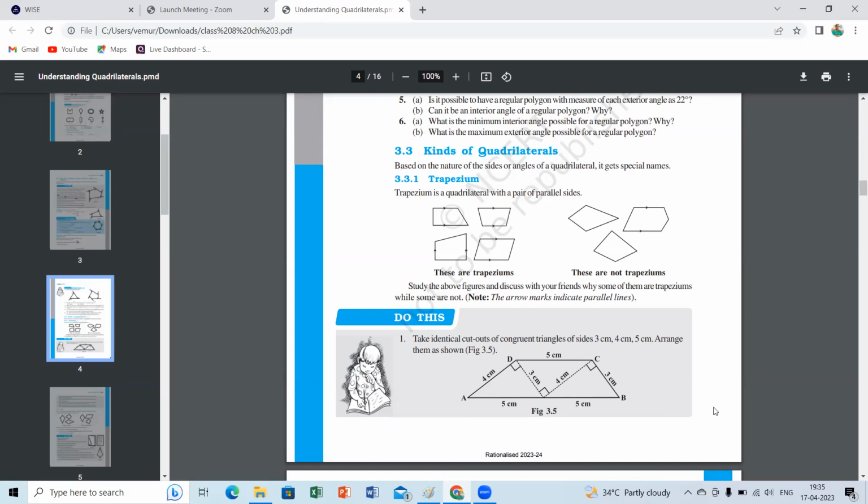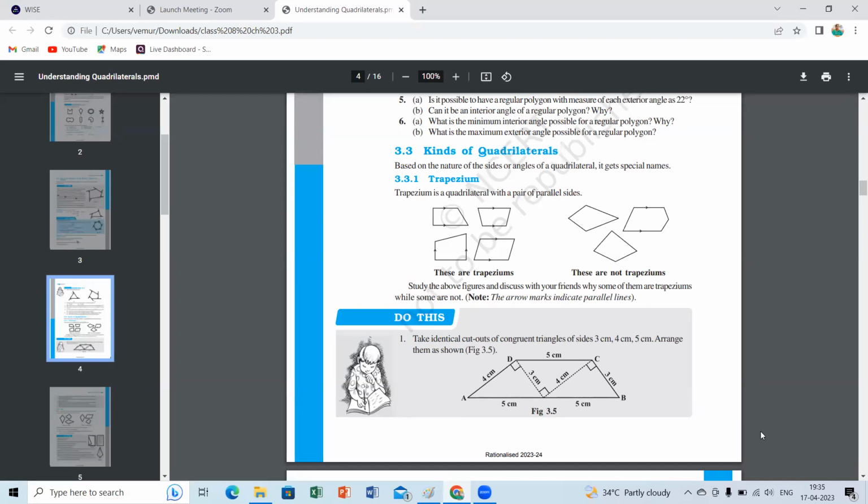Can we make the parallelogram then? Yes, ma'am, we can make it with right angle triangles, and we can take any triangle. Yes, it happens for every triangle. But why are we taking only right angle triangles here? Two identical cutouts of congruent triangles of 3 centimeters, 4 centimeters, 5 centimeters.